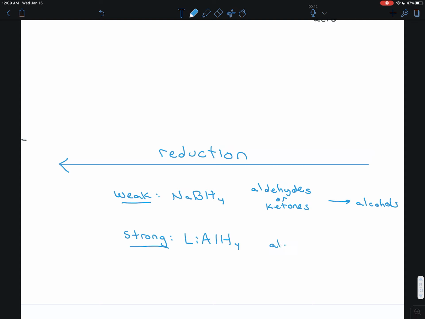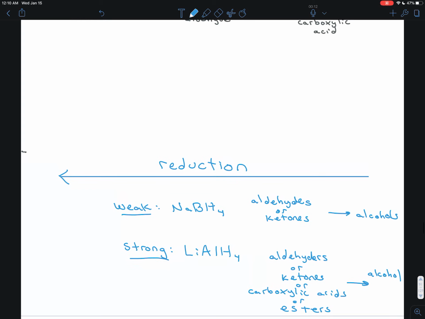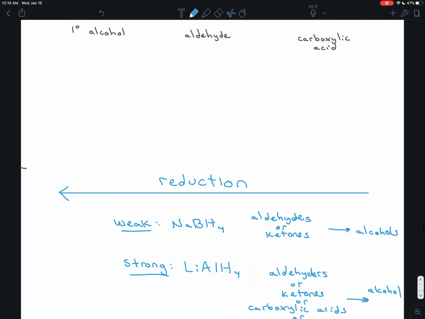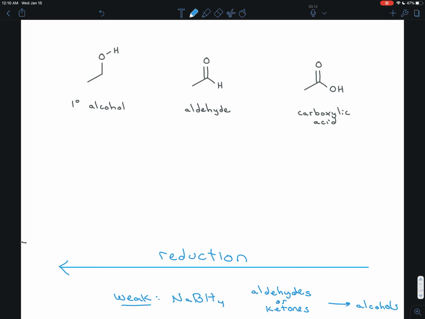So it could reduce aldehydes, or ketones, or carboxylic acids, or esters to an alcohol. And we've seen that in previous videos and in previous exercises. Okay, so much for reduction. That's if you reduce the number of bonds to an electronegative element. That happens as you go from a carboxylic acid to an aldehyde to an alcohol.